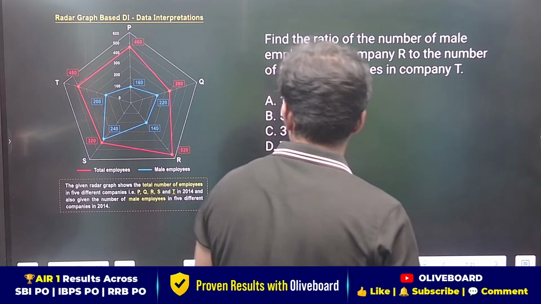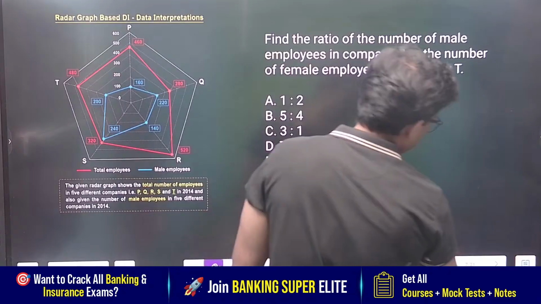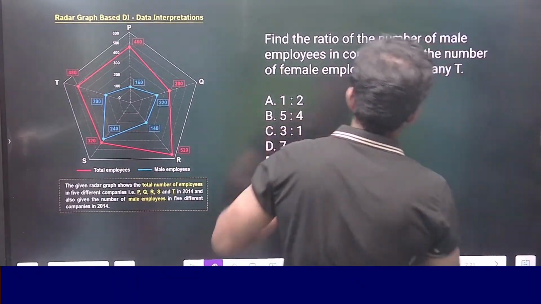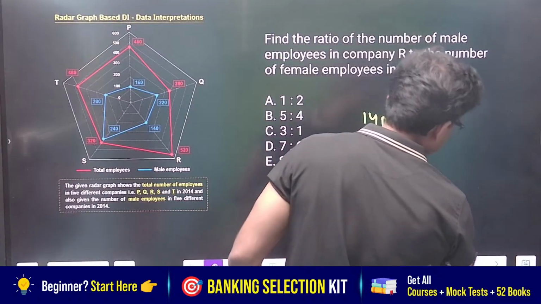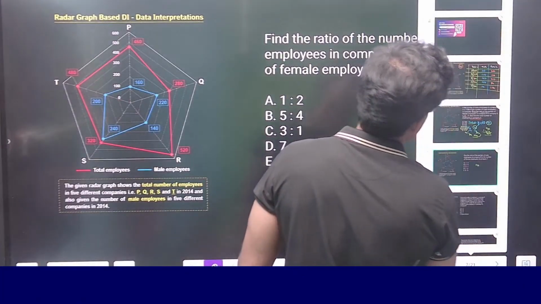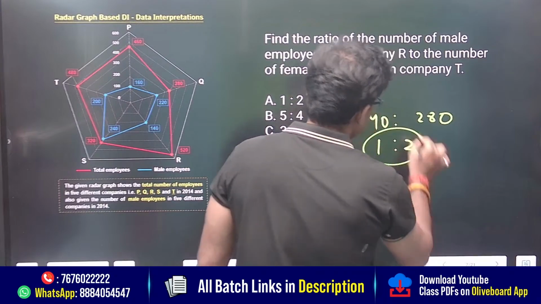One is to 2. That's very good. Number of male employees in company R. So the number of male employees in company R is basically 140. Okay. Is to the number of female employees in company T. So the number of female employees in company T is basically 280. It's basically 1:2 is the answer, which is correct.